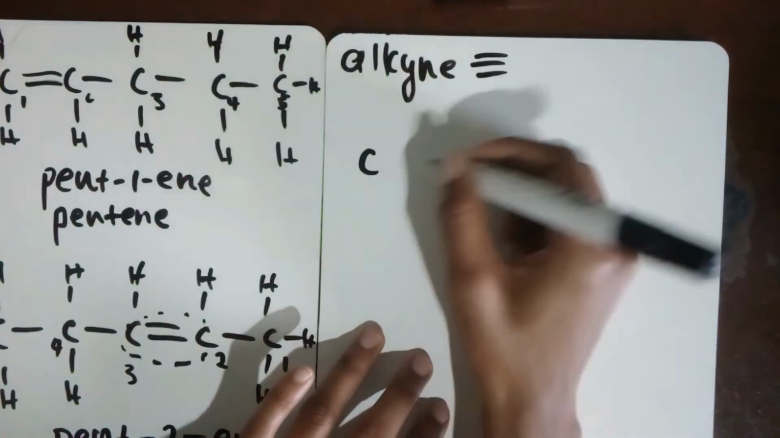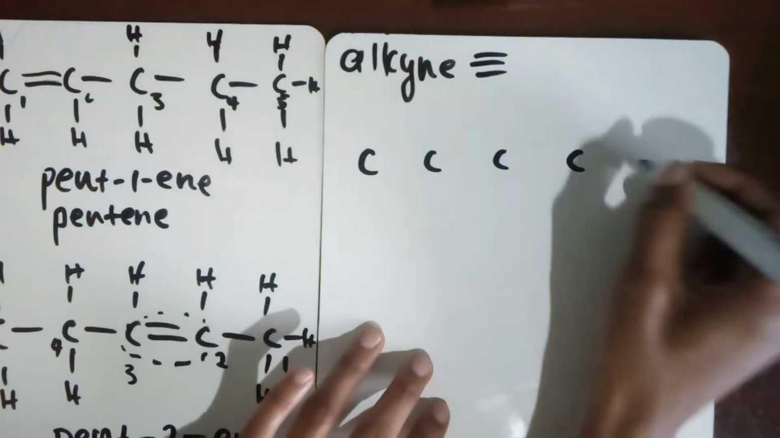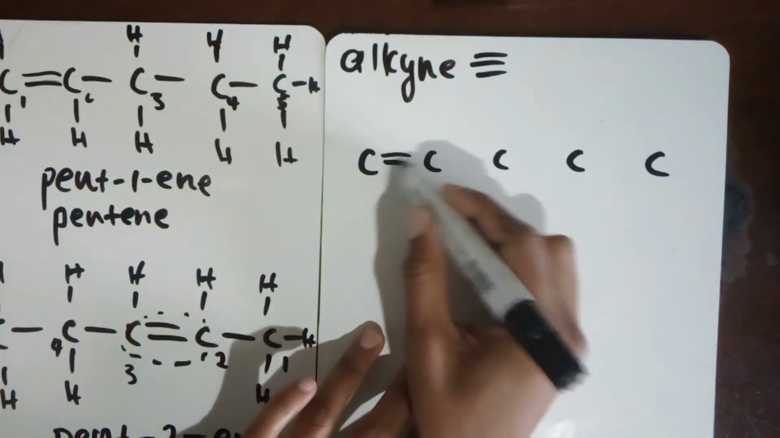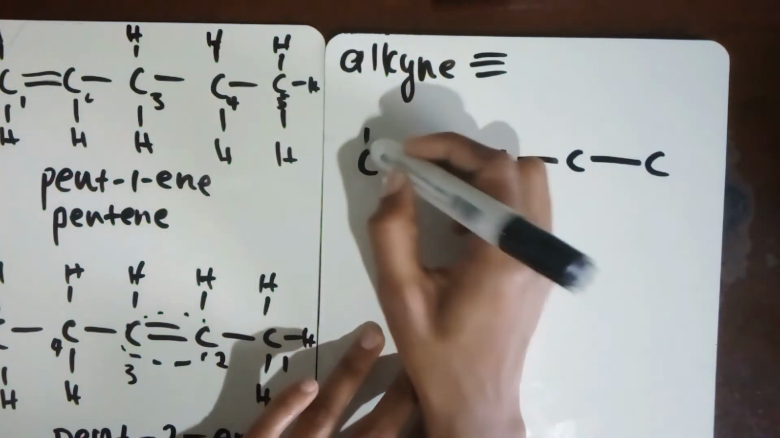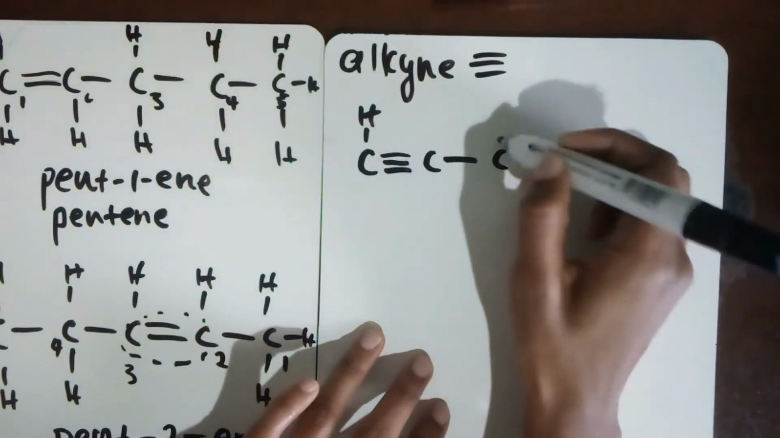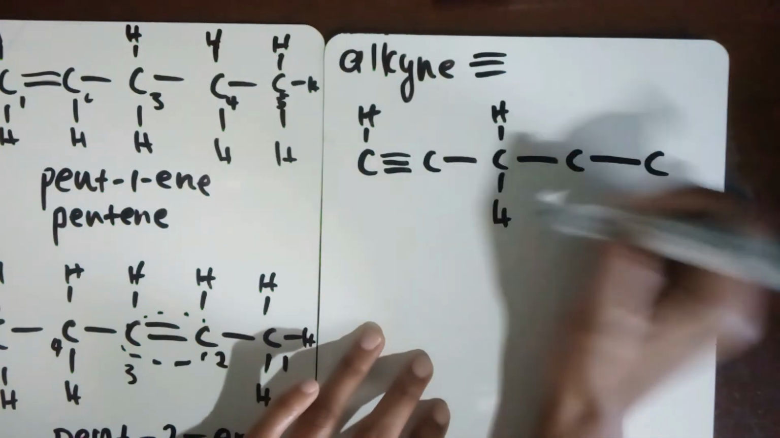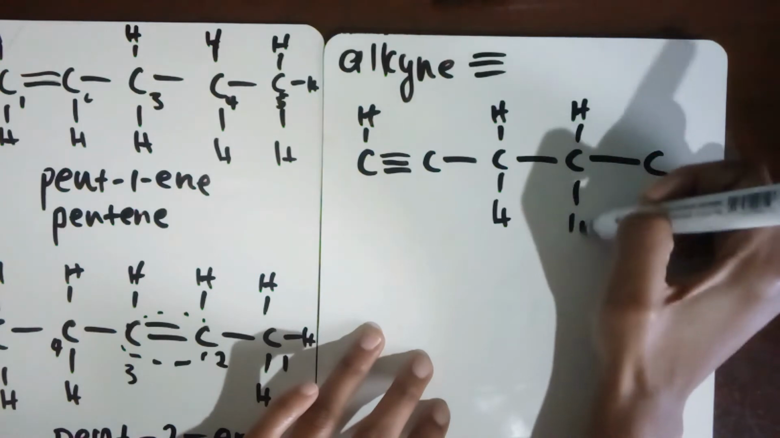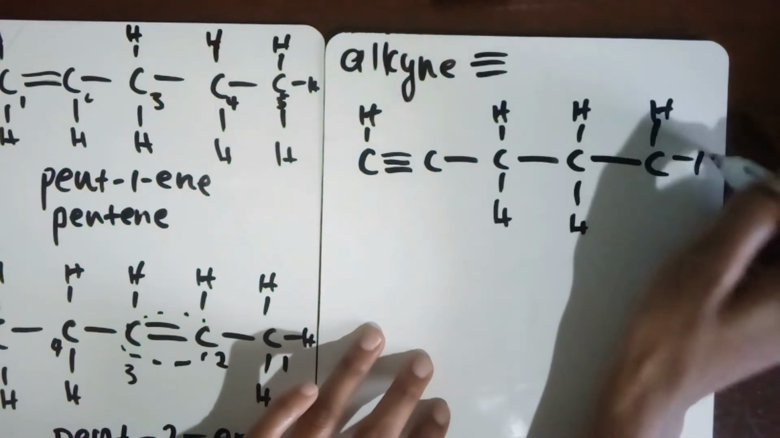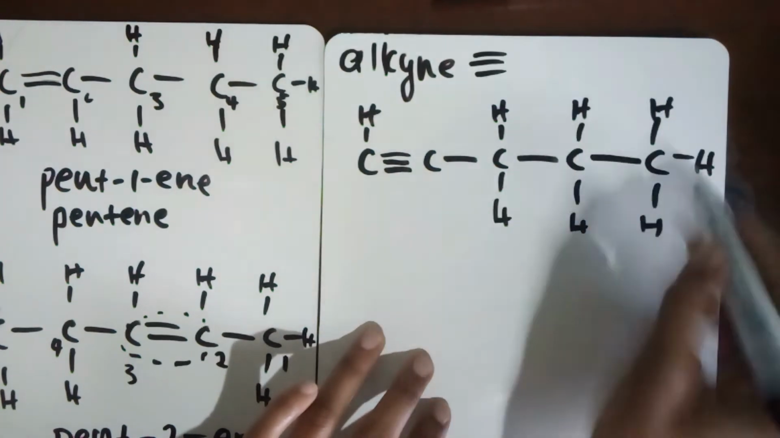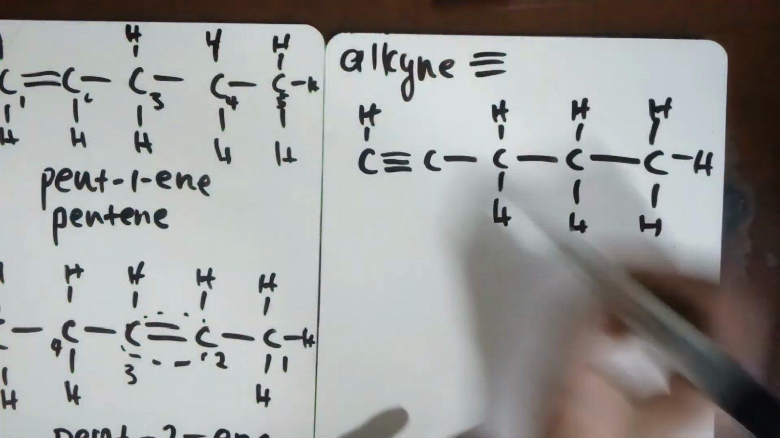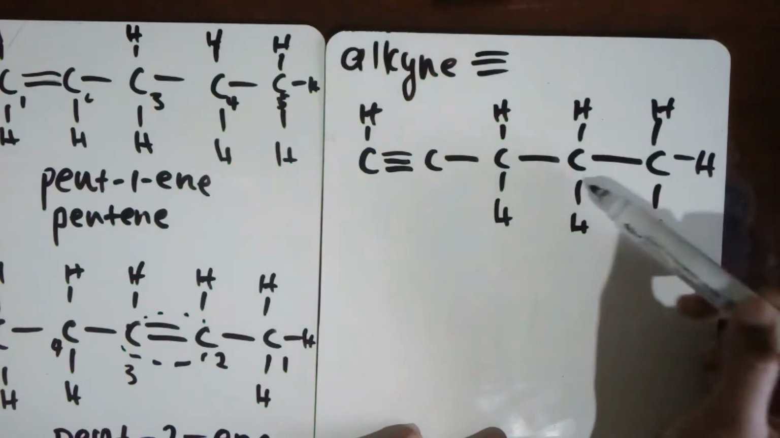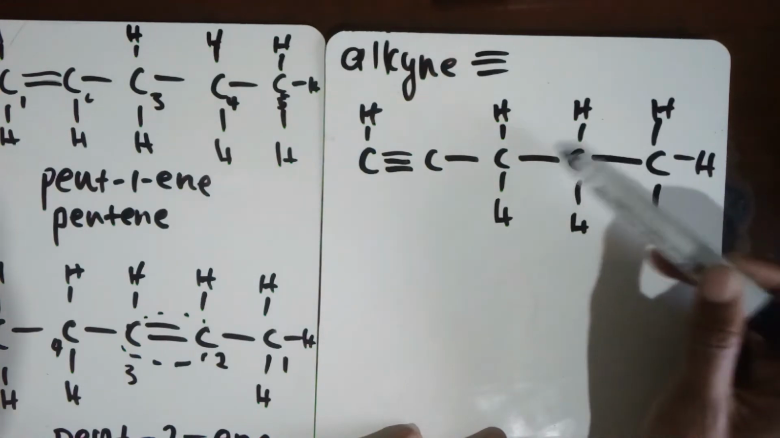So it's the same thing, 1, 2, 3, 4, 5, and let us put the triple bond there, and then add the hydrogens. If you don't know how to draw this, please refer back to the first lesson. I'm not going to go into detail about it, but the important thing is to make sure that each carbon has 4 bonds.